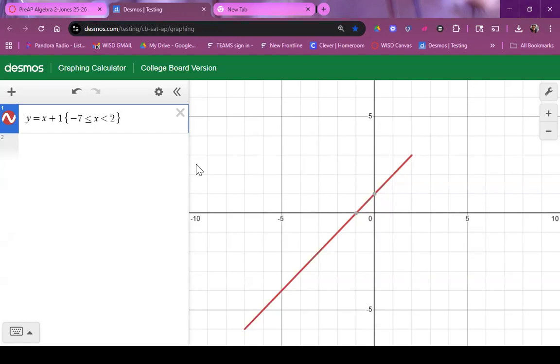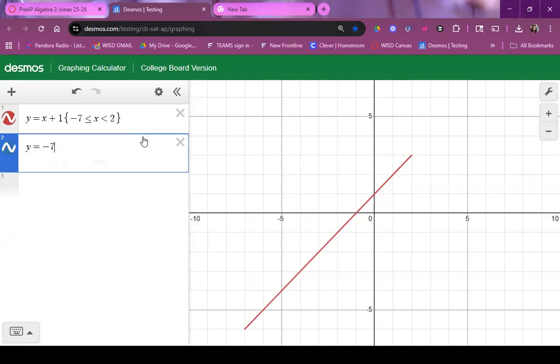Still with me? Okay. Now we're going to do our next piece. So that's the first piece. What was our next piece? Our next piece is -7. So we have y equals -7. And this is for when? Only when x equals 2.